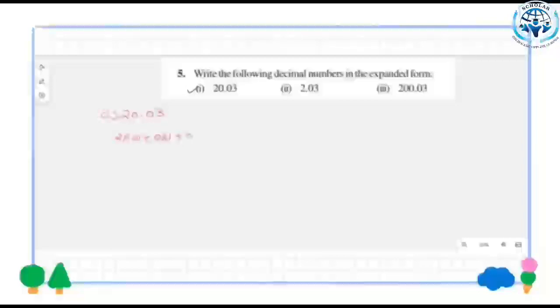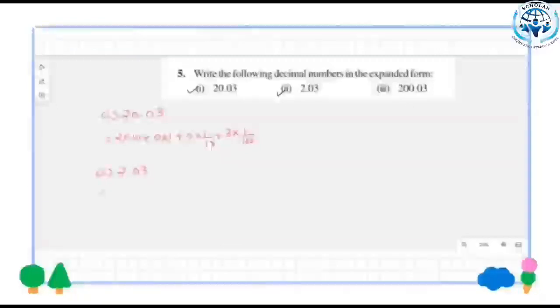Very easy. 20.03, 2 into 10 plus 0 into 1 plus 0 into 1 by 10 plus 3 into 1 by 100. Before decimal, ones, tens. After decimal, tenths, hundredths. Understood? Do the second one.